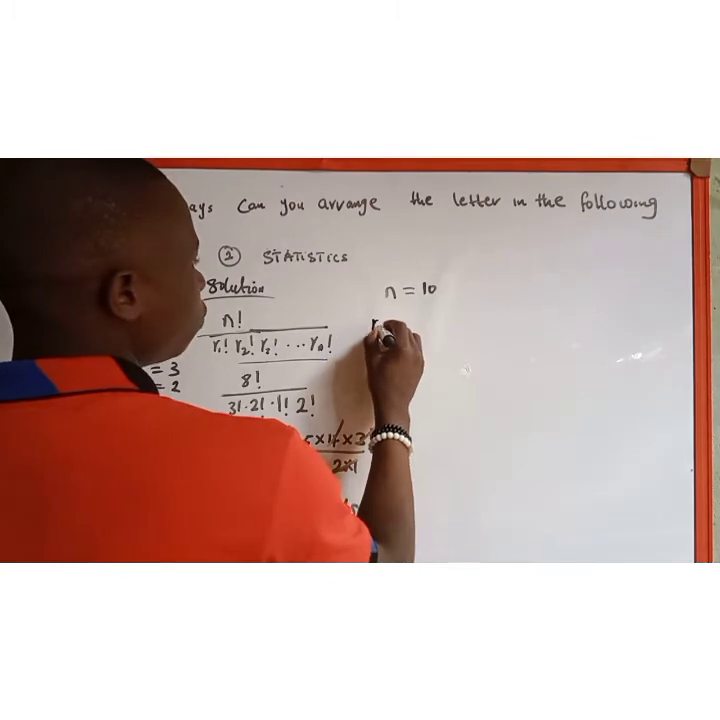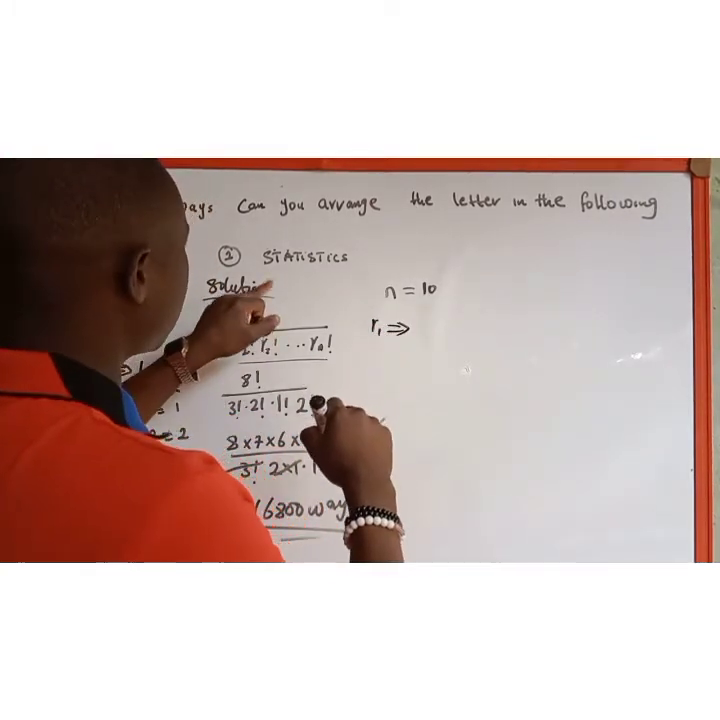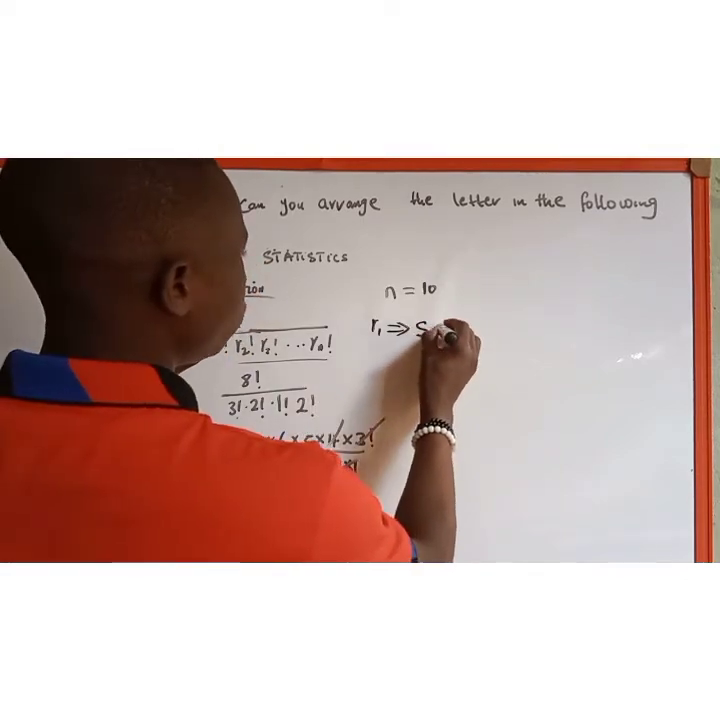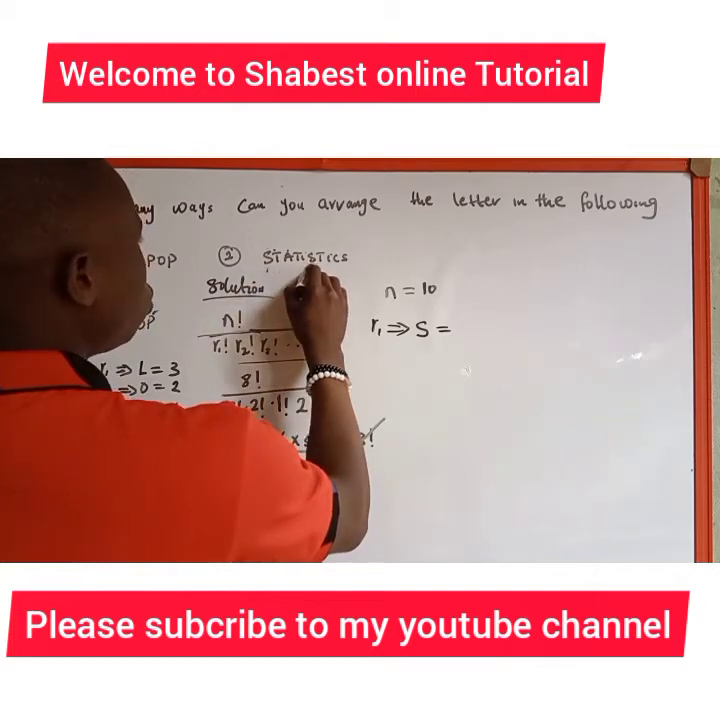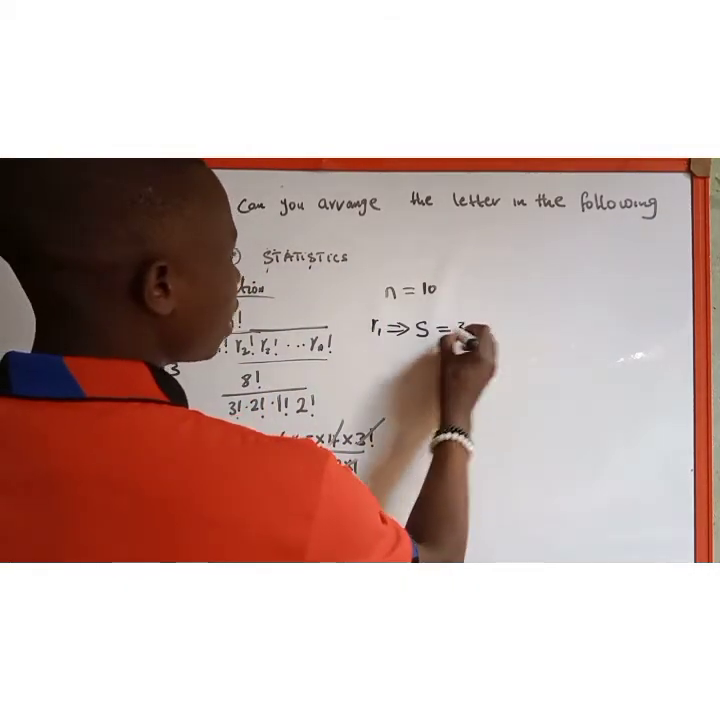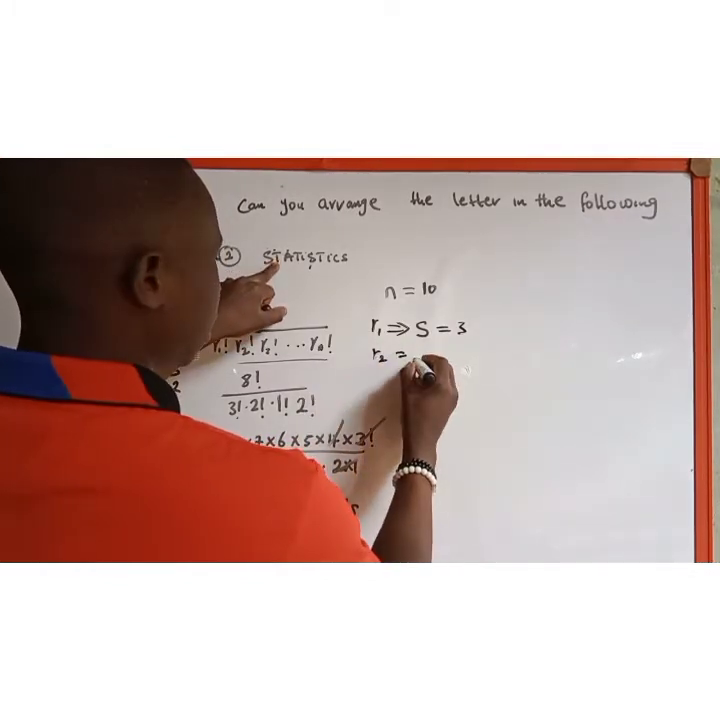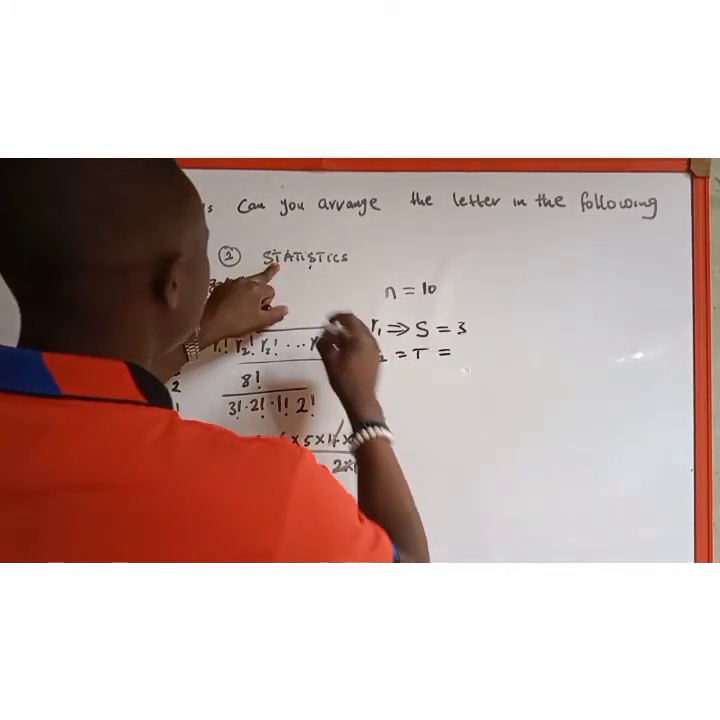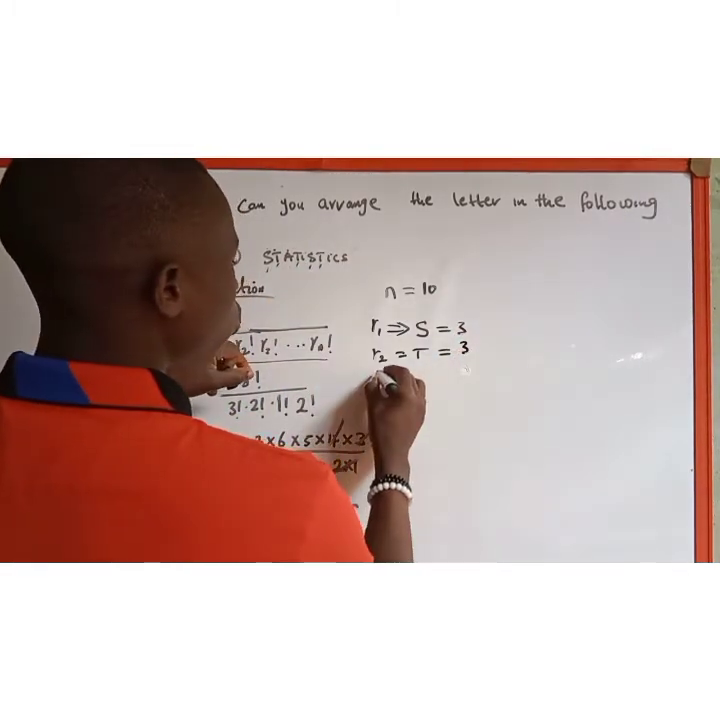So 10. Now we find r1. What is the first letter in this word? It is letter S, and r1 equals how many times S is repeated. We have 1, 2, 3, so S is repeated 3 times. Then r2 is the next letter, T. How many times is T repeated? We have 1, 2, 3. It is repeated 3 times also.